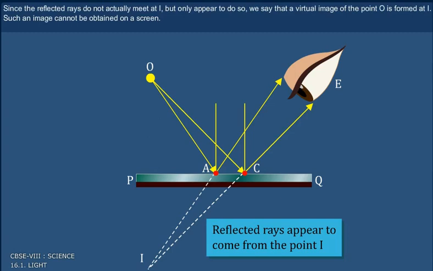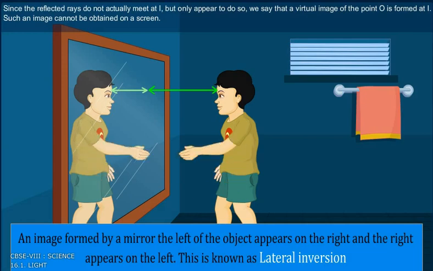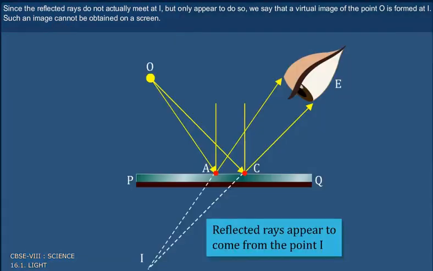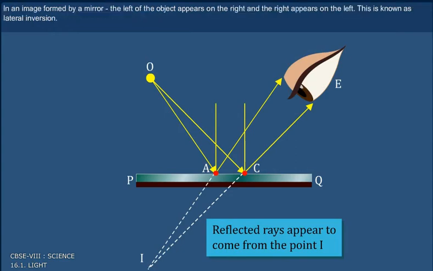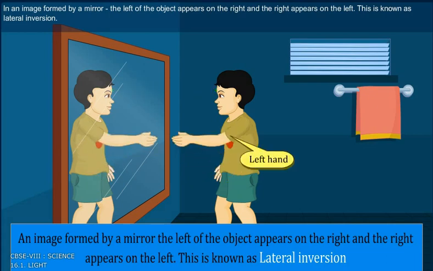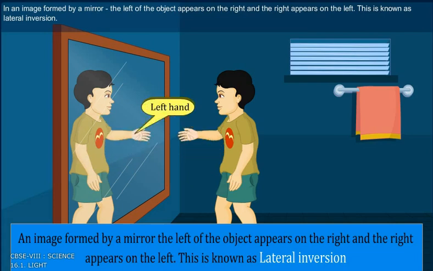Since the reflected rays do not actually meet at I, but only appear to do so, we say that a virtual image of the point O is formed at I. Such an image cannot be obtained on a screen. In an image formed by a mirror, the left of the object appears on the right and the right appears on the left. This is known as lateral inversion.